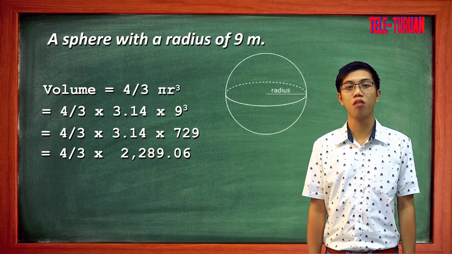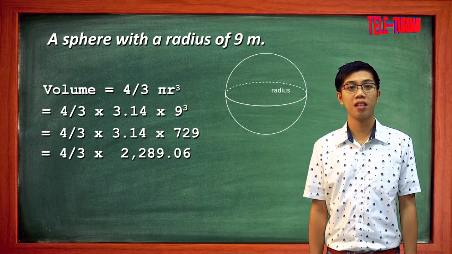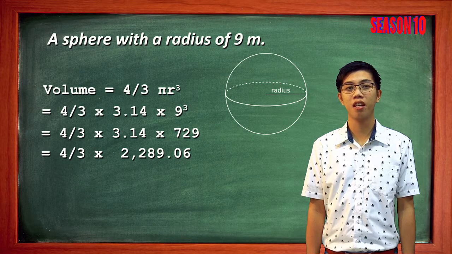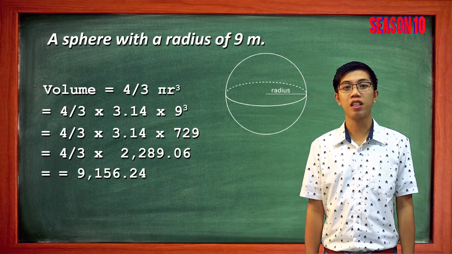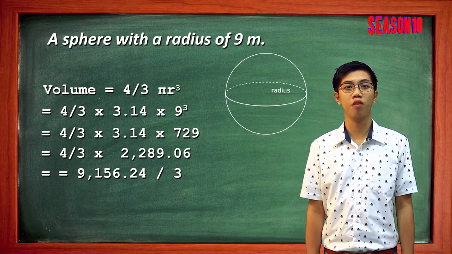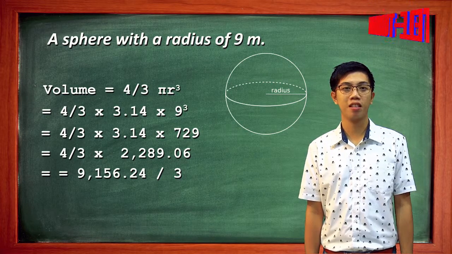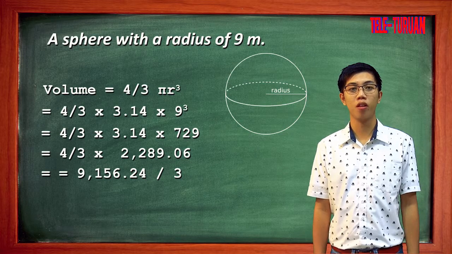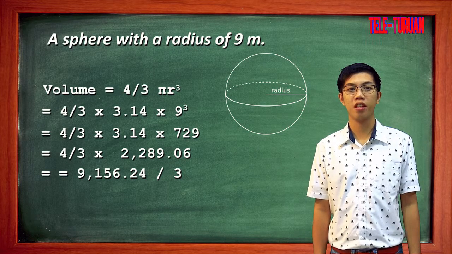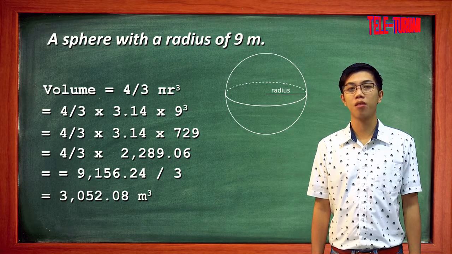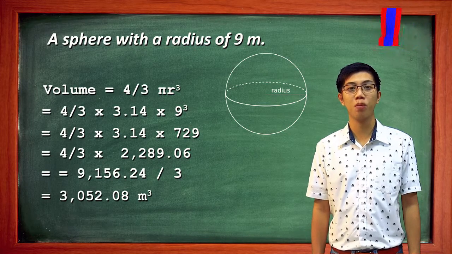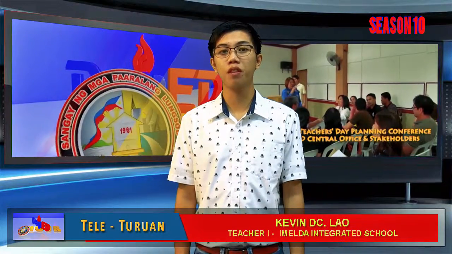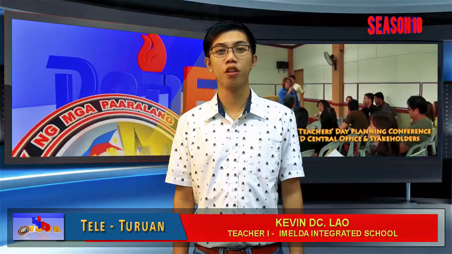4/3 times 2,289.06. 2,289.06 multiplied by 4 is equal to 9,156.24. And last step, 9,156.24 divided by 3. It is equal to 3,052.08 cubic meters.